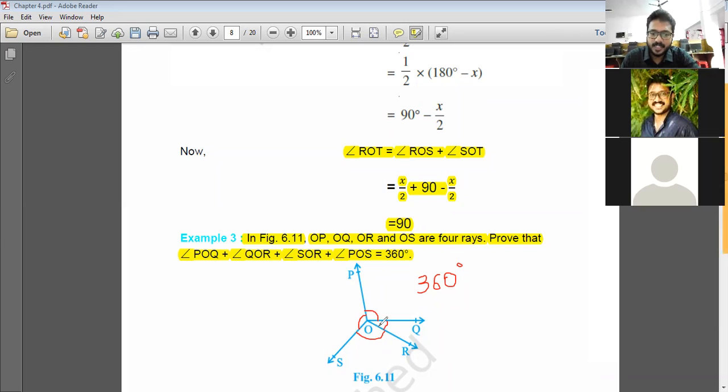There is a point O, and we want to show that the angle around the point O is 360 degree. But this is asked in a different manner. That's the only difference. And here we have to use our previously learned theorems. Okay, so let us see how we can do it.